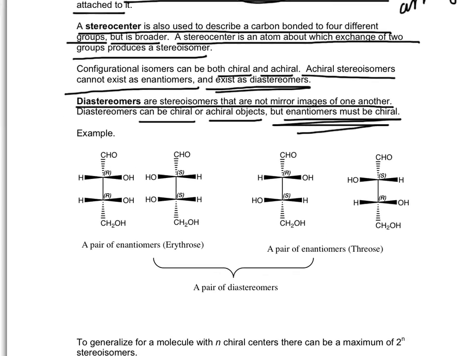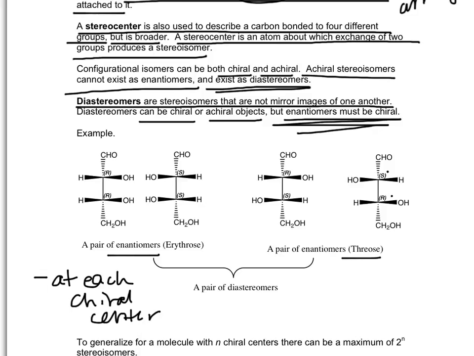So if we look at this example below, I have a pair of enantiomers for erythrose and a pair of enantiomers for threose. What we can see is that here the configuration for the enantiomers of erythrose is RR and SS. So for the pair of enantiomers, the configuration differs at each chiral center. There are also 2 chiral centers in threose, and you can see one is R and one is S, and one is S and one is R.